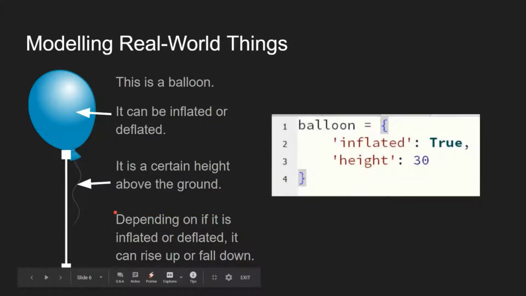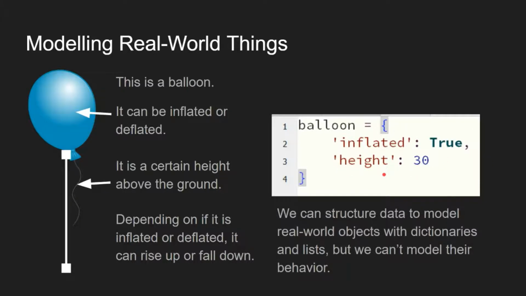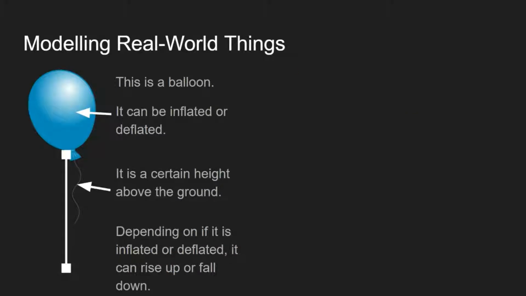Previously we've used dictionaries to model real-world things. Here we can model whether it's inflated, true or false, and we can have a height, which is a number, but we can't really model the behavior of it rising up or falling down depending on if it's inflated. So let's see how we would translate this into Python.